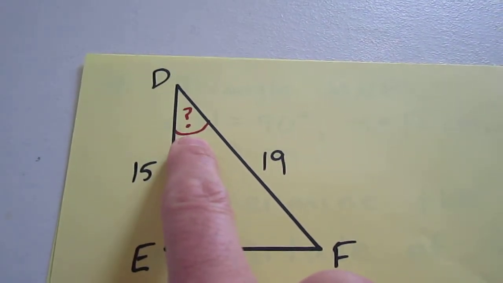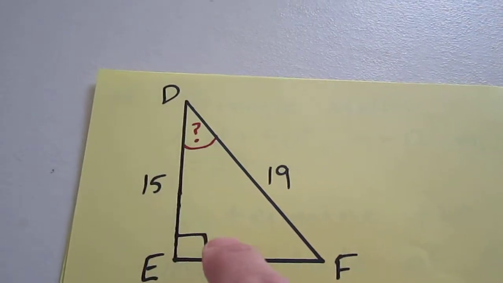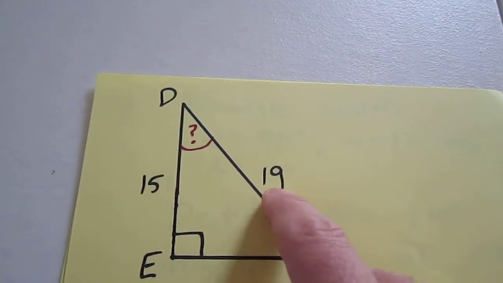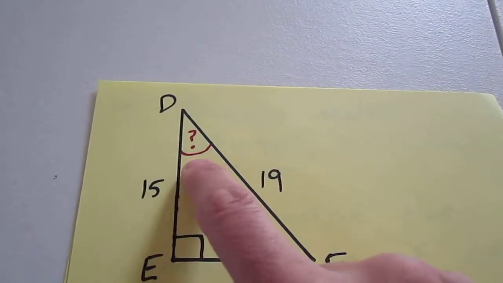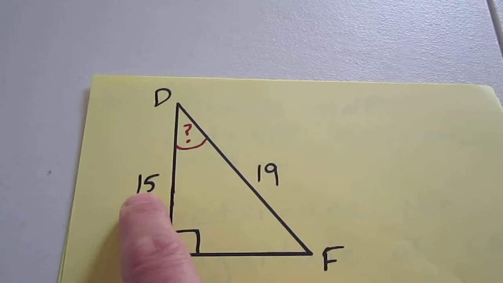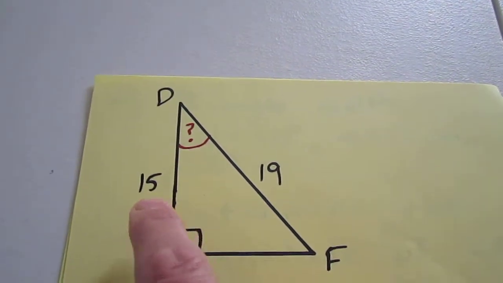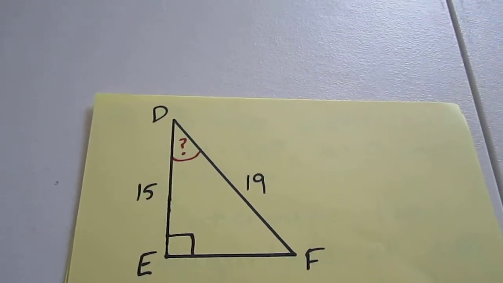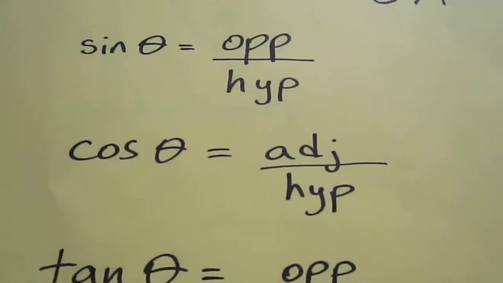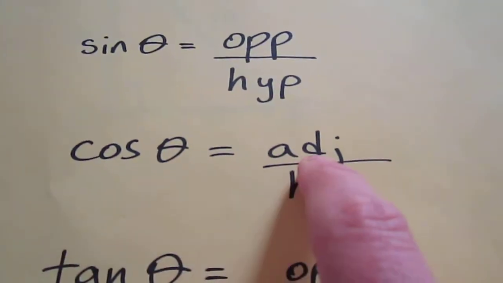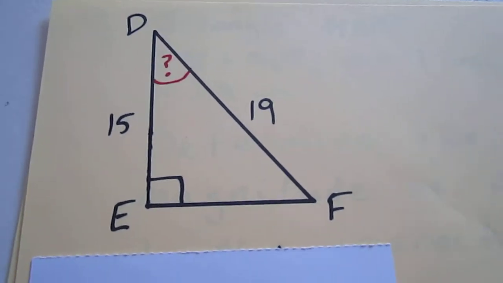Well, we ask ourselves, with respect to angle D, what two sides do we know? Well, 19 is the hypotenuse. There's no changing that. So with respect to angle D, the side length of 15 is the adjacent side. So which trig ratio involves the adjacent side and the hypotenuse? We go back to our original sheet and we see that cos theta is the adjacent over the hypotenuse. So we're going to use cos theta here.